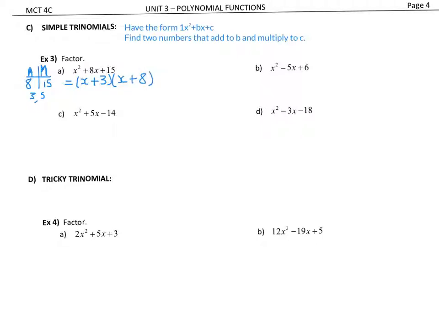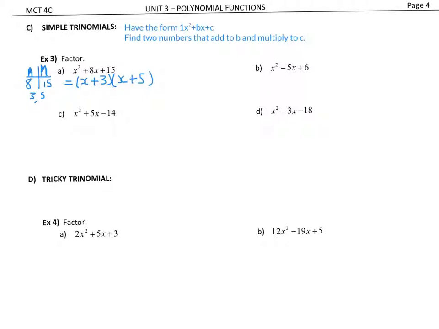x times x is x squared, x times plus 8 is plus 8x, plus 3 times x is plus 3x for a combination of, I made a mistake there. That should be a 5. See, good thing I checked. So there's a 5x plus a 3x, that's the 8x, and then 3 times 5 is the 15.